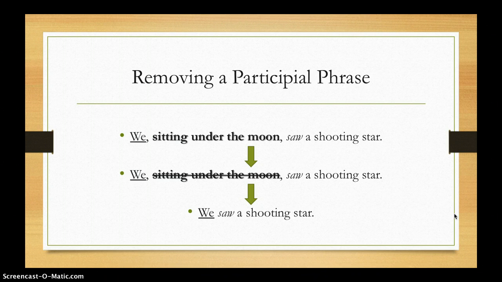We just don't know what the people, we, were doing when they were seeing the shooting star. We don't know where they were. So as you can see, that participial phrase tells us they were sitting under the moon when they saw the shooting star.